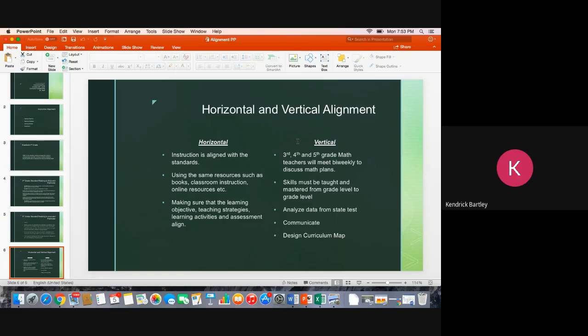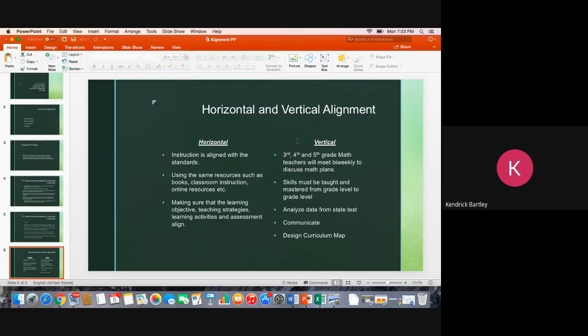They would meet, and they would design a curriculum map of what each grade level, third, fourth, and fifth, should be doing to assure that the students are receiving the information or the instruction they need prior to leaving that grade level.